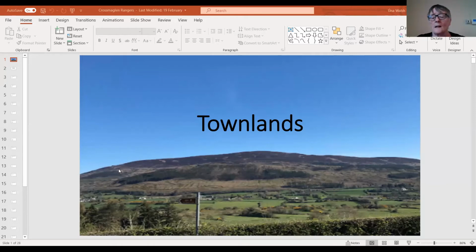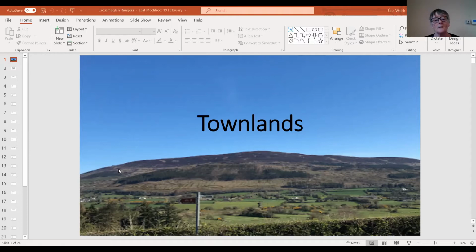So townlands, and why townlands are important. Townlands are the measure of an area. Ireland is the only place, so it's unique to Ireland, the measurement of land in townlands. There are 62,205 townlands across the island of Ireland, and roughly about 200 in the South Armagh area.